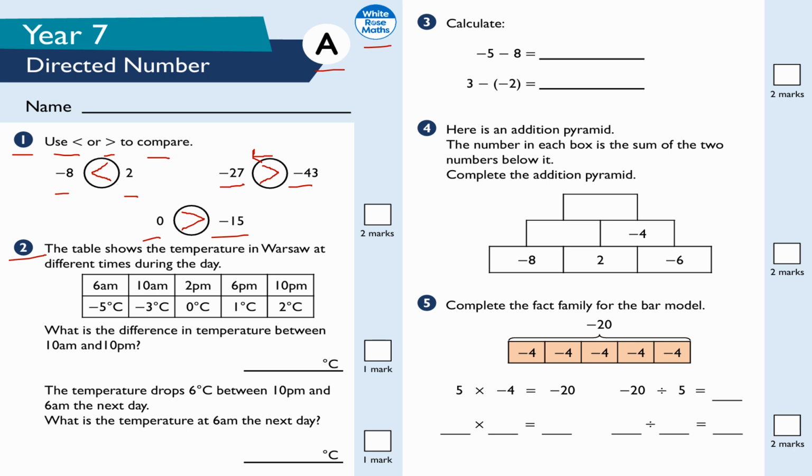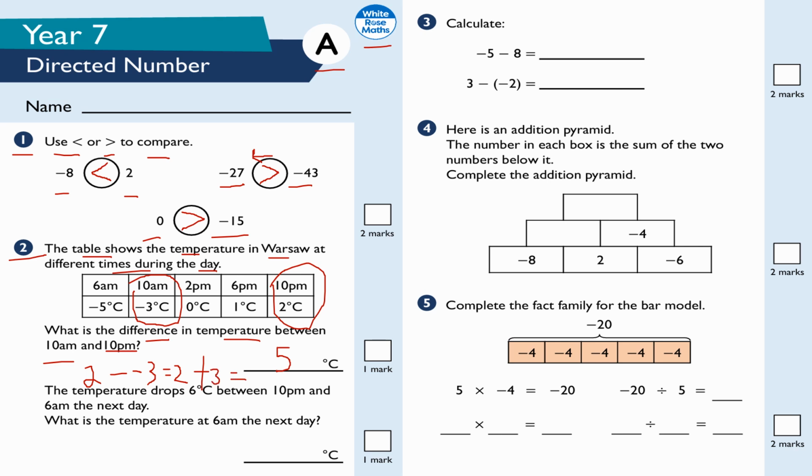Question number 2. The table shows the temperature in Warsaw at different times during the day. What is the difference in temperature between 10 a.m. and 10 p.m.? So from -3 degrees to 2 degrees, the difference here is 5 degrees. So I'm doing 2 subtract -3. So 2 minus -3 goes to 2 plus 3, which is 5.